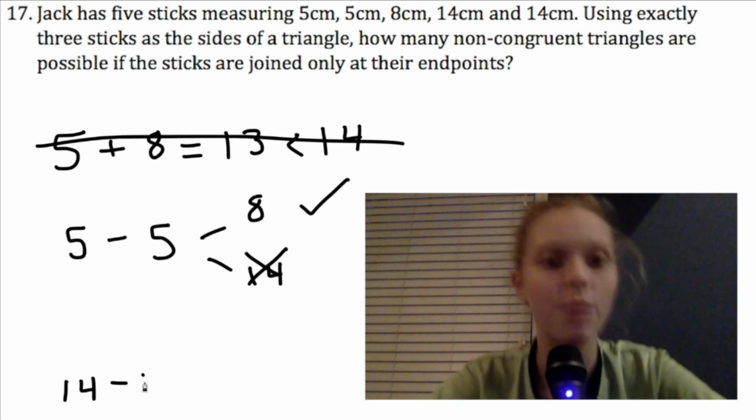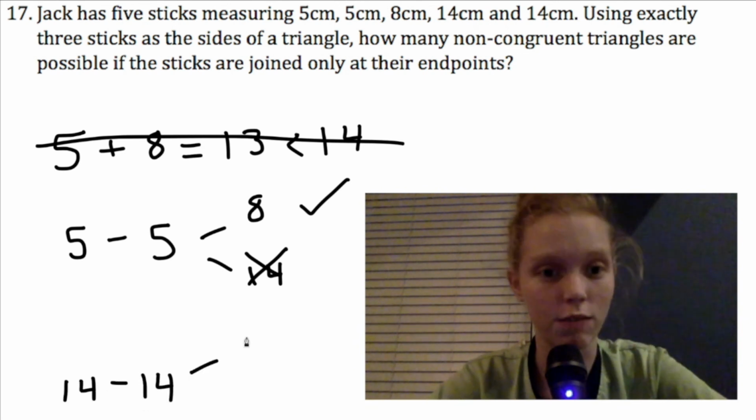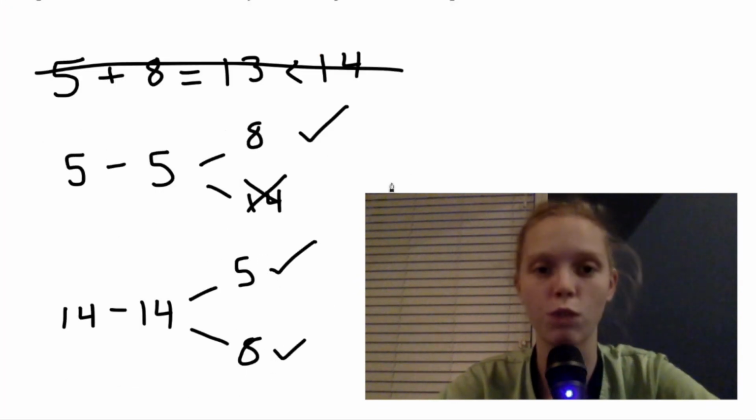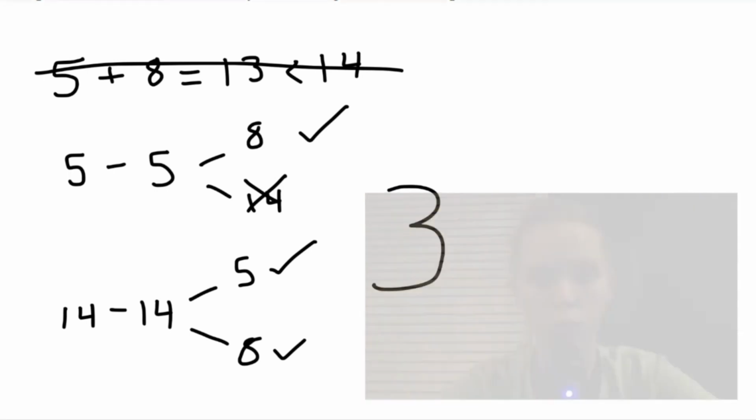So 5, 5, and 8 works, but 5, 5, and 14 violates the triangle inequality. 14, 14, and 5 works, and 14, 14, and 8 works. So that's going to be 3.